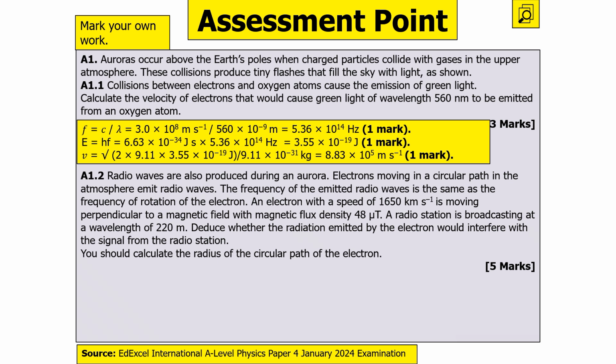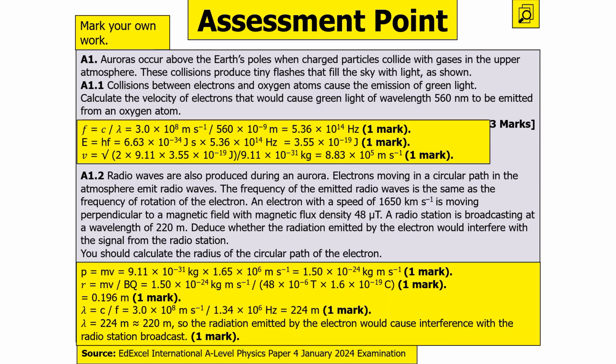We finally know that v is equal to the square root of 2 times the kinetic energy, divided by the mass. So it's going to be 2 times this 3.55 times 10 to the minus 19 over 9.11 times 10 to the minus 31, so it's 8.83 times 10 to the 5 meters per second.